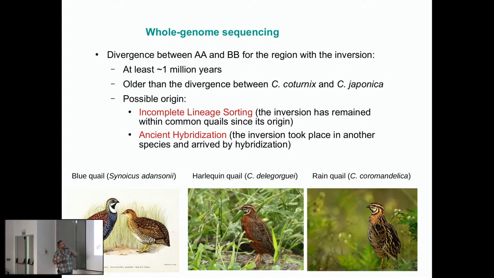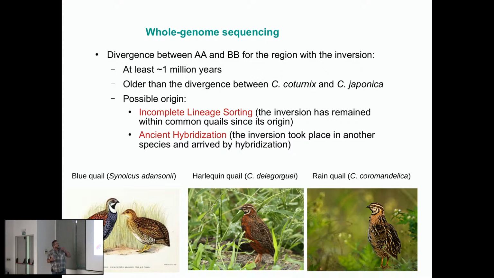It could be even older than the divergence between the common quail and the Japanese quail, the sister taxa that is distributed in Asia, in Japan, China, Mongolia. The divergence could be older than the origin of these two species. Okay, so something happened more than 1 million years ago. Well, what could have happened? We have been discussing two possibilities.